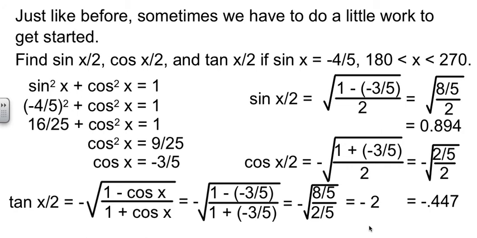Remember the key things here. You need cosine x to make all of this go. And your positive or negative depends on the table that we got back on the first slide. So make sure you consult that. Sometimes you're going to have to do some Pythagorean work, but that's okay. You can handle it.